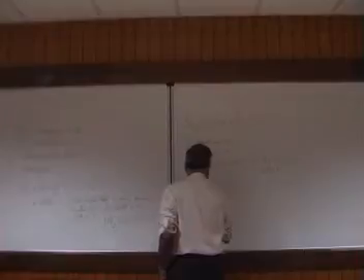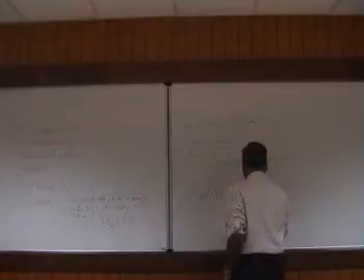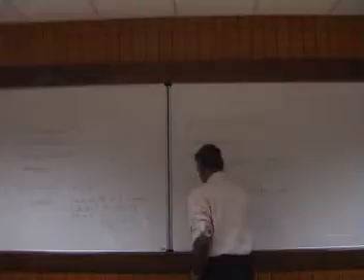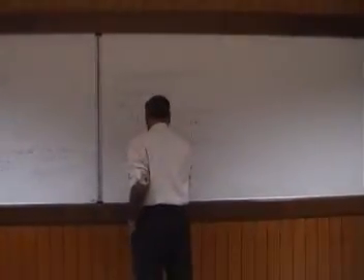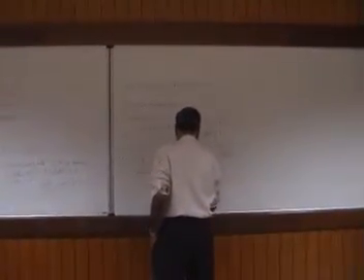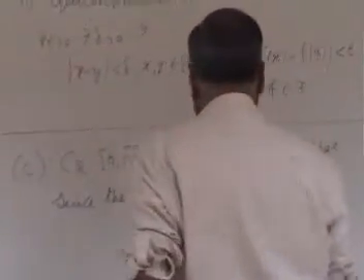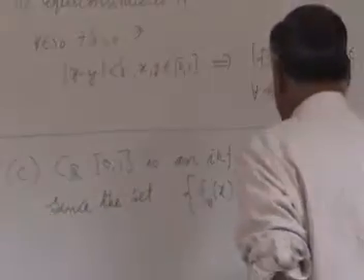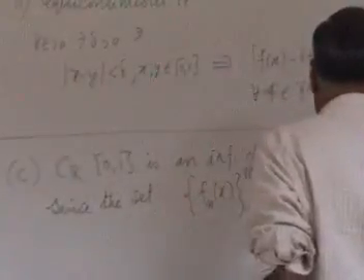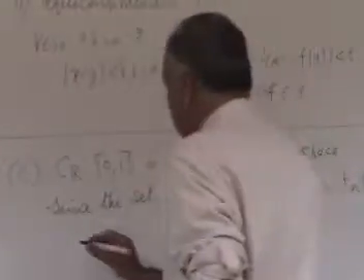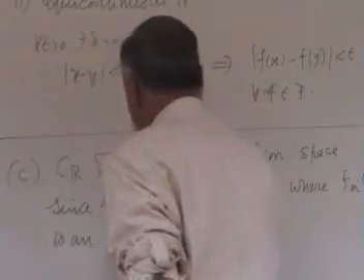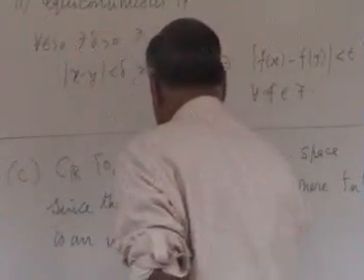What will happen? C_R[0,1] is an infinite dimensional vector space, since the set {f_n(x)}, n equal to 0 to infinity, where f_n(x) is equal to x to the power of n, is an infinite linearly independent set.